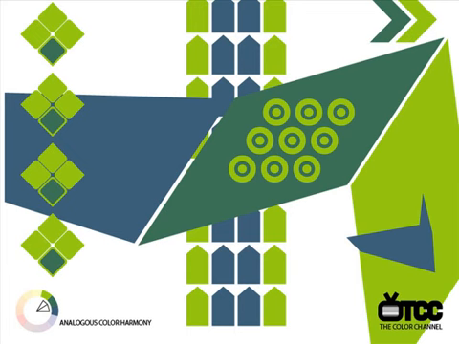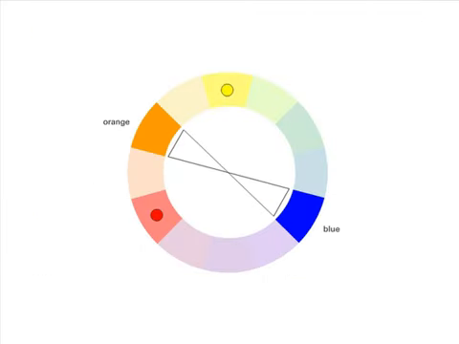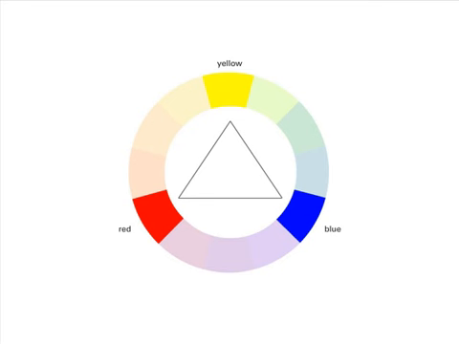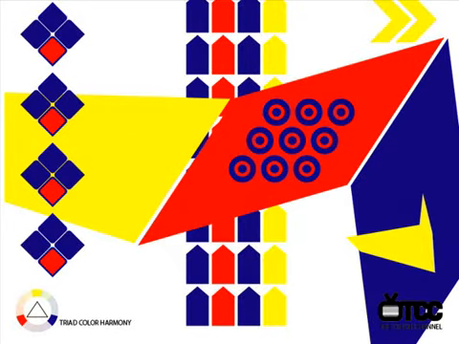Next, I'll try a complementary scheme using orange and blue. It's only 2 colors, but look at all that contrast. For another eye-catching scheme, I'll choose a triad using an equilateral triangle. This one has the primaries and gives me a bright and simple look. There's something about using primary colors that makes a palette look almost childlike.